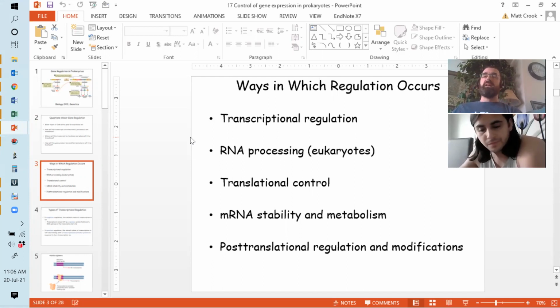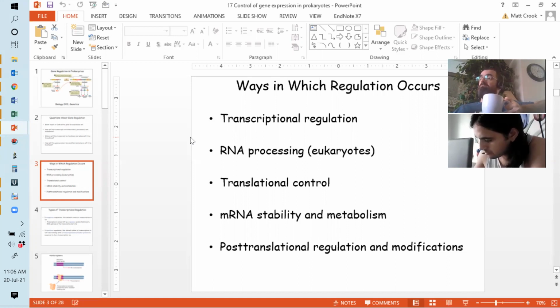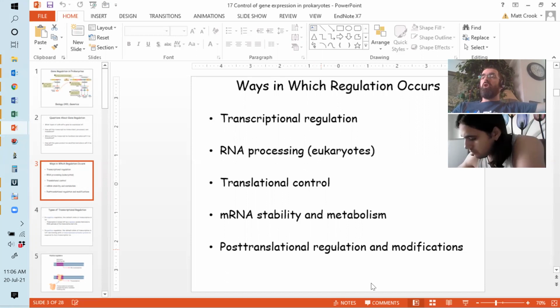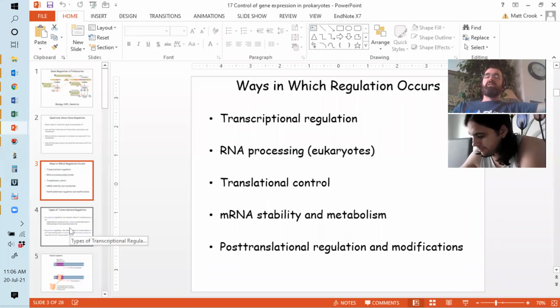How long does that transcript hang around for? Not all mRNAs are equal in terms of how long they persist. Some come and go just like that. Others are produced at a low level but hang around forever. And then obviously, once you get a protein, what do you do to that protein? Where does it go? What modifications does it have? And the like. We'll talk a lot more about 2 through 5 when we get to eukaryotic gene regulation on Thursday. Not going to worry about it right now. That's just to give you the bigger picture context, essentially.